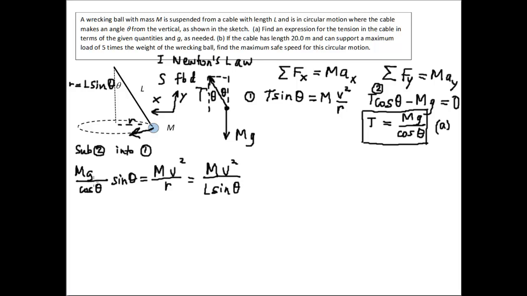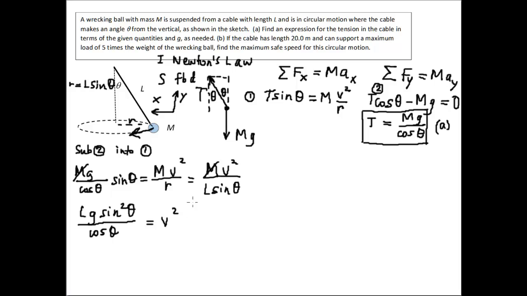Now look at this equation. I've got m on both sides, so if I divide both sides by m, it drops out. And then I can multiply both sides by sine, and then I can multiply both sides by L as well. So when I do that, I'm going to get Lg, and I'll have the sine theta twice, so it'll be sine squared theta over cos theta equals v squared.